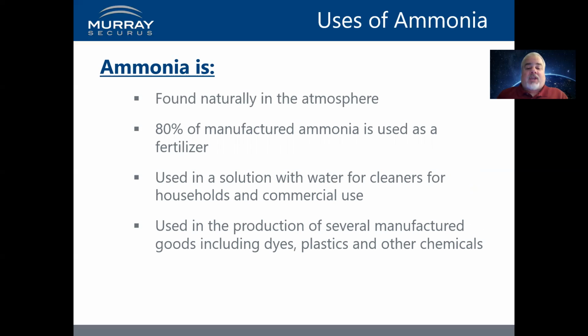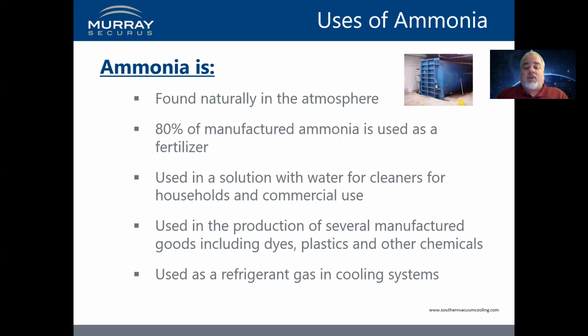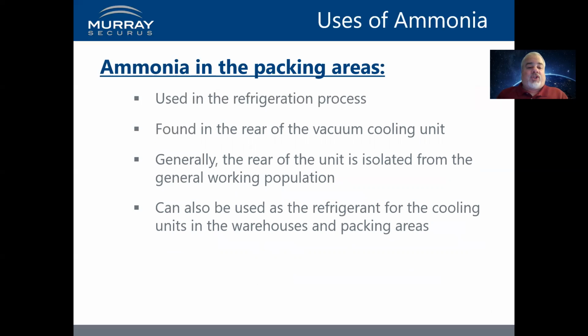Used in production of several manufactured goods, so dyes, plastics, and many other chemicals, including pharmaceuticals and even some illicit drug use. It is also used as a refrigerant gas in cooling systems, as we know. So the anhydrous ammonia is a very efficient chemical that goes from liquid to gas in efficient pressures and temperatures that make it highly useful as a refrigerant.